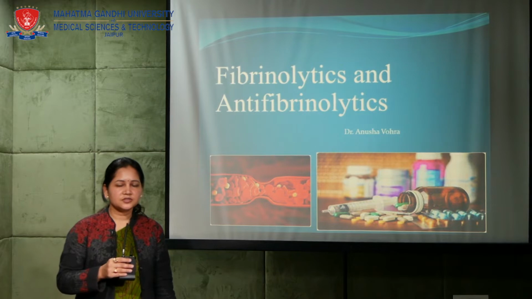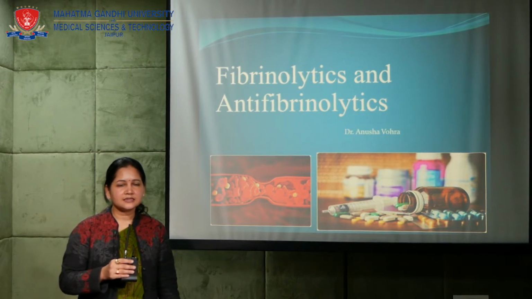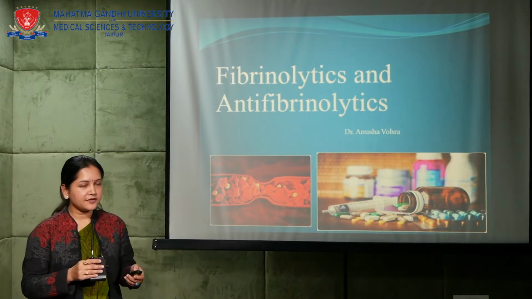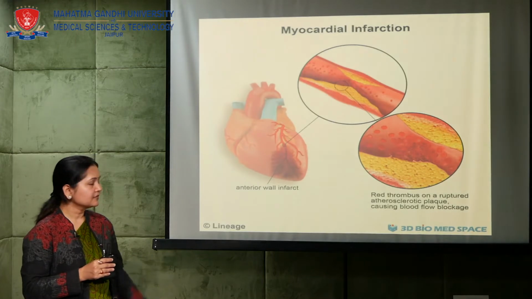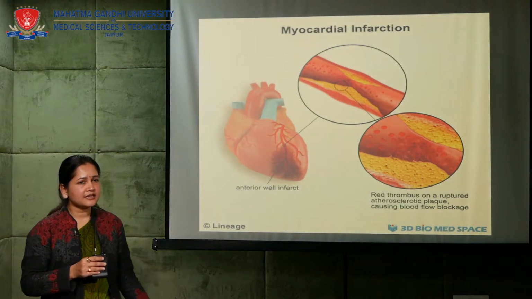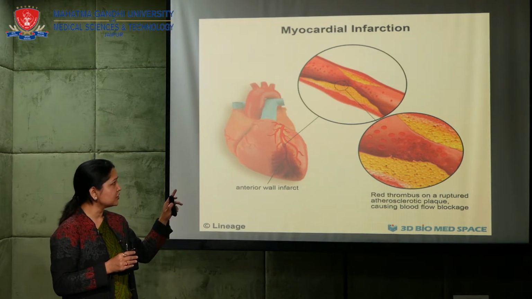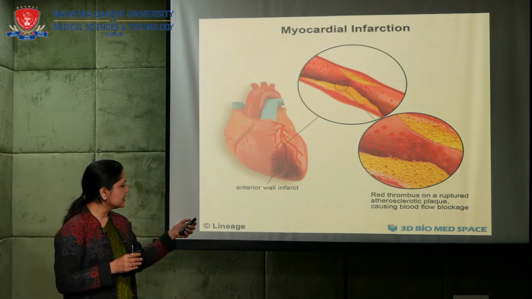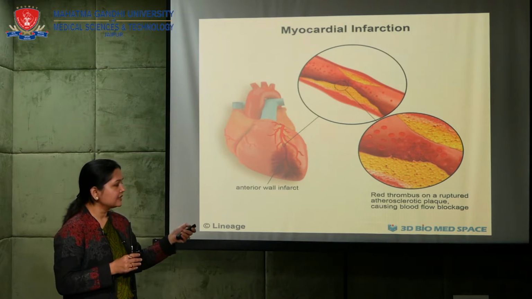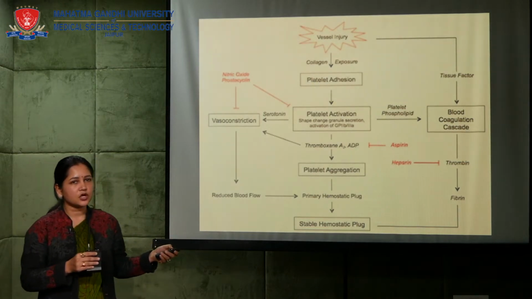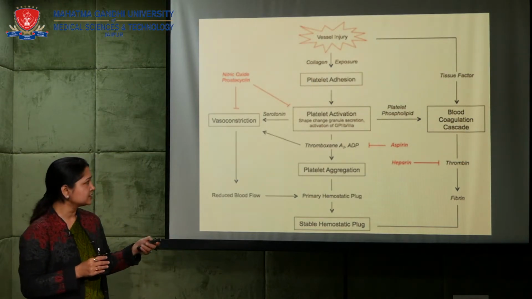So good morning students. In this unit of blood, we are taking a very important topic. We are starting with fibrinolytics and antifibrinolytics. What you can see in this picture is coagulation because of rupture of the atherosclerotic plaque, which can result in clot formation and lead to myocardial infarction. Now let's understand the pathophysiology behind this myocardial infarction.